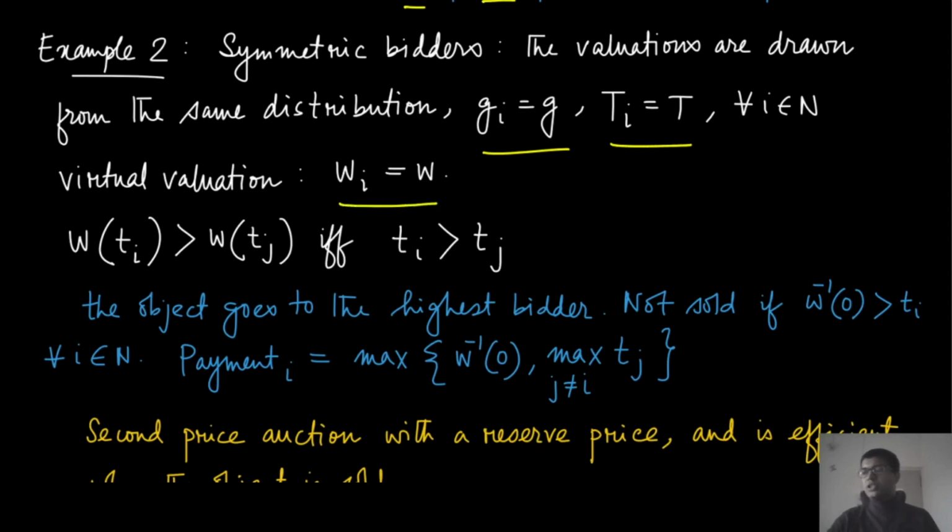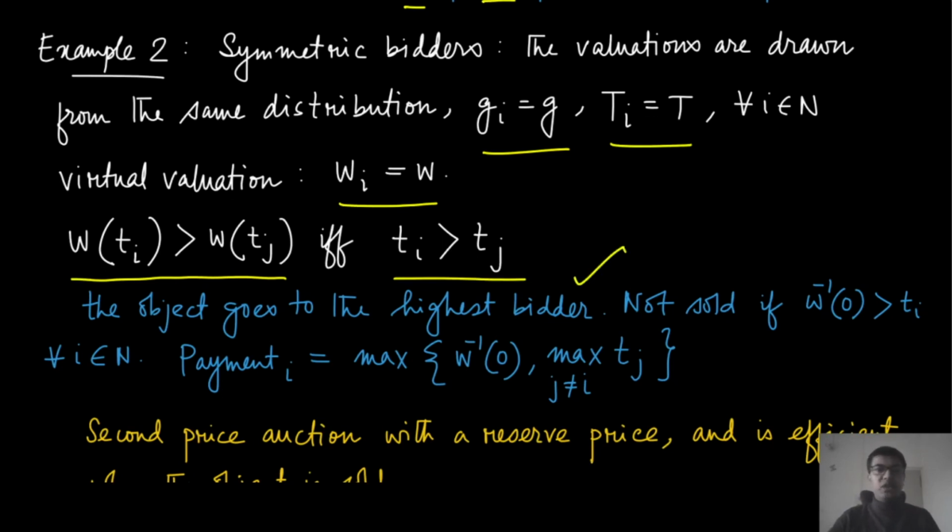Because of this, the virtual valuations are also the same function, and it is easy to see that the virtual valuation will be larger for one player than another if and only if the type is larger, because they already satisfy the regularity condition. So this inequality will get satisfied only if Ti is larger than Tj. So the object therefore goes to the highest bidder.